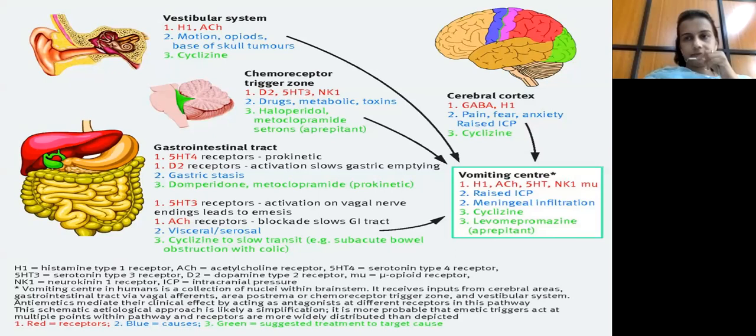And then we come to the cerebral cortex. I mentioned this earlier on. There are mechanoreceptors surrounding the cerebral cortex as well as GABA and H1 receptors. What are the causes that can affect the cerebral cortex? Either pain, fear, anxiety, or raised ICP. They've only mentioned cyclizine there because of H1, but because of GABA, that's the reason we use benzodiazepines for pain, fear, and anxiety, and again to manage nausea and vomiting.